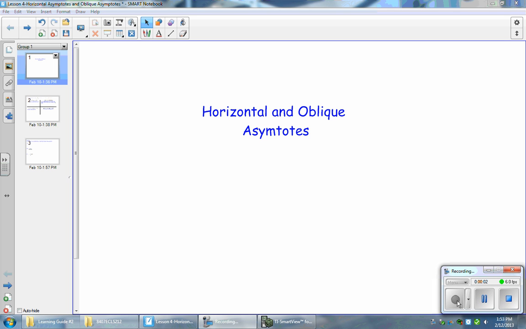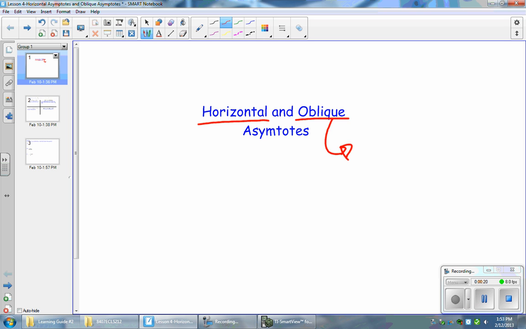In this lesson, I'm going to talk about horizontal and oblique asymptotes. Horizontal is pretty self-explanatory. A horizontal asymptote is a horizontal line that a graph approaches but never touches. An oblique asymptote is not completely horizontal. Another name for an oblique asymptote is slanted, so it has a slope.